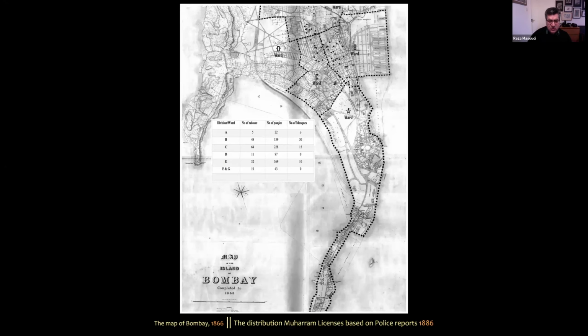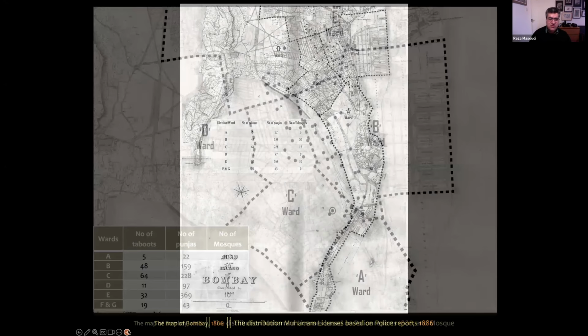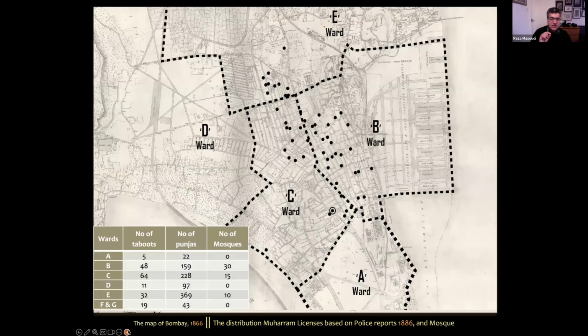In order to see it better, I put it on a larger map, so you can see better here. You can see each ward, and interestingly, even today we use these wards of A, B, C, and the borders are still like that today. Obviously, the number of wards in Mumbai is much more than this, right?